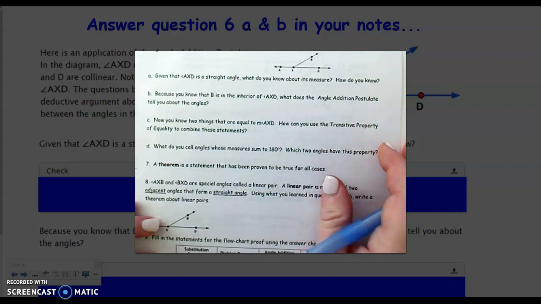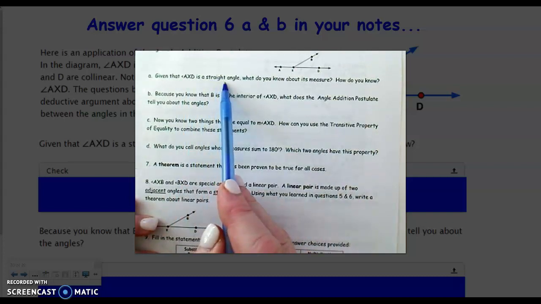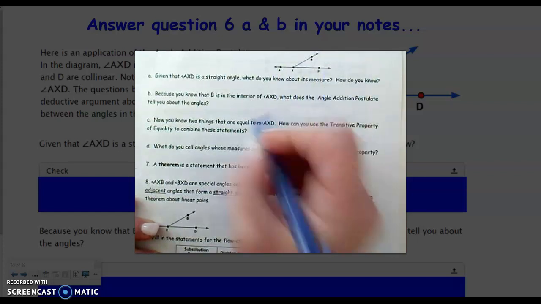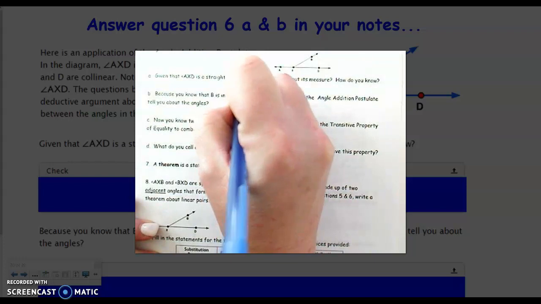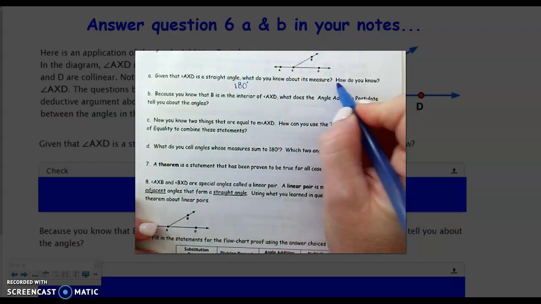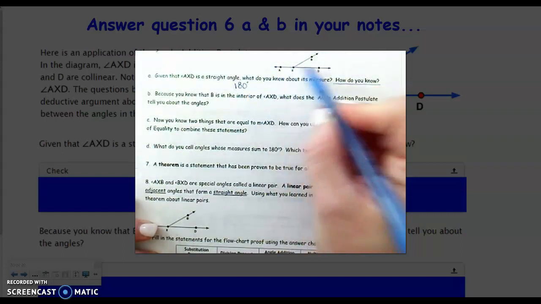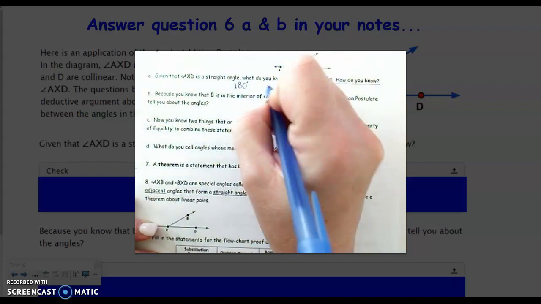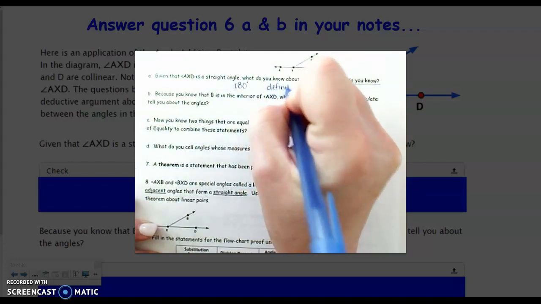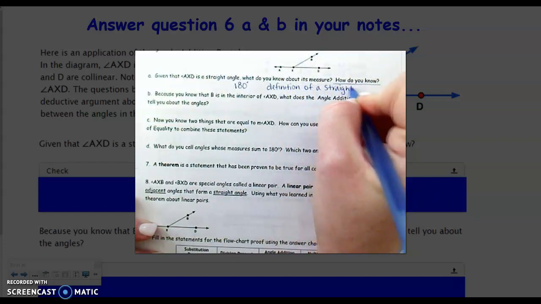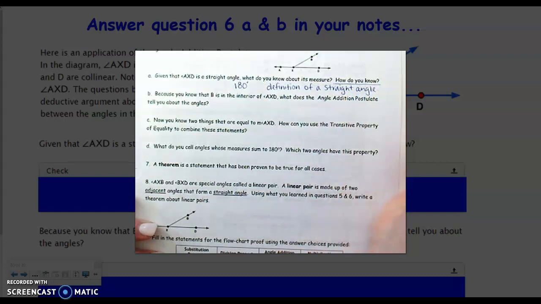So part A says, given that angle AXD is a straight angle, what do we know about its measure? Well, we already know that a straight angle has 180 degrees. Now, how do we know that? Because in proofs, we're always going to have to justify our answer. And so the reason why we know straight angles are 180 degrees is because of the definition of a straight angle. If you were to look up the definition, a straight angle is an angle whose measure is 180 degrees. So by definition, we know that.